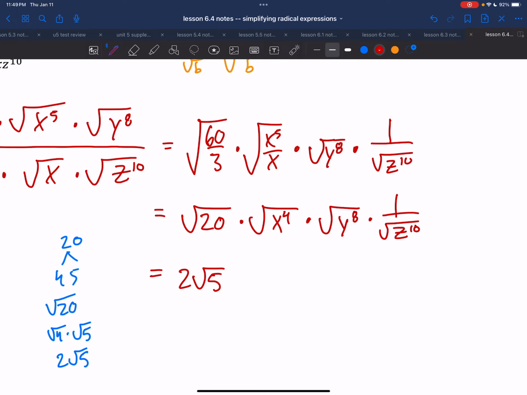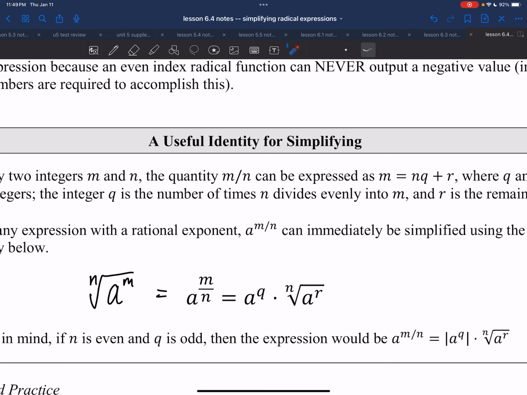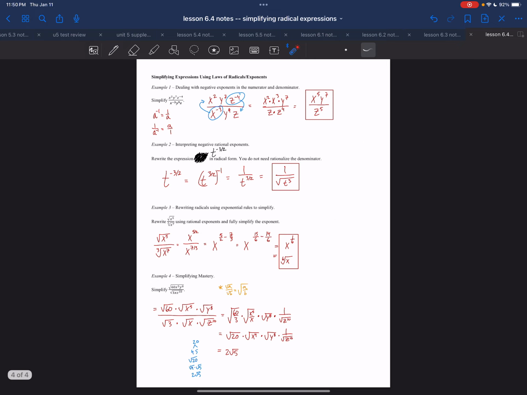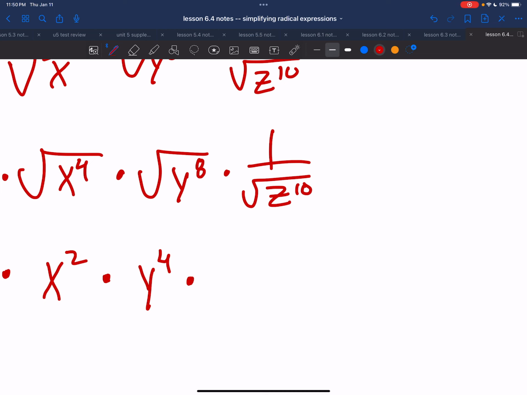And then I'm going to use, remember, this rule over here that we came up with about this. Okay. Let's just use that rule. So 2 goes into 4 twice. So that's just x squared. 2 goes into 8 4 times, so that's just y to the 4th. And times 1 over, 2 goes into 10 5 times, so it's z to the 5th.